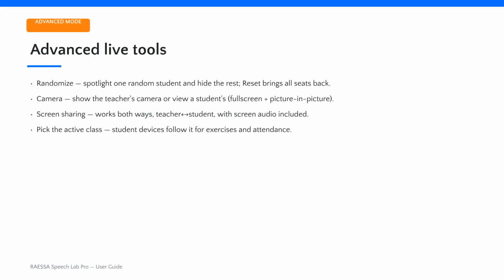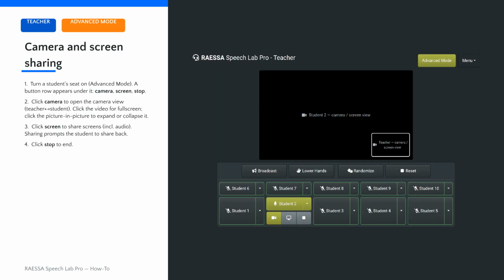Advanced live tools provide deeper interaction. These include the ability to show camera views, share screens with audio in both directions, and designate an active class for specific exercises or attendance tracking. Finally, to use camera and screen sharing, ensure you are in advanced mode. Select a student's seat to access these controls, which allow you to view the student's camera, share screens, and easily stop the activity when finished.